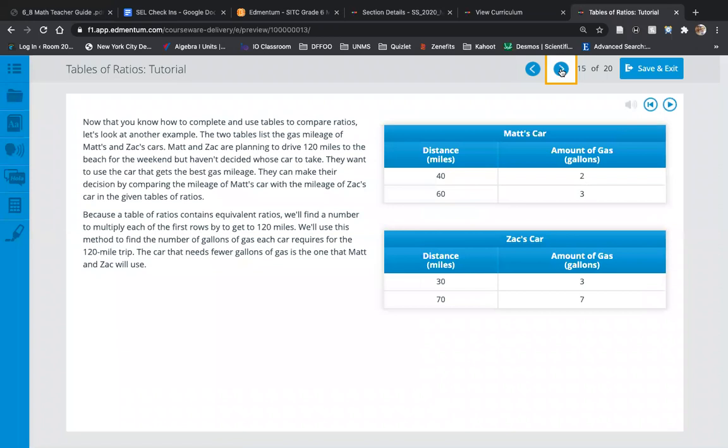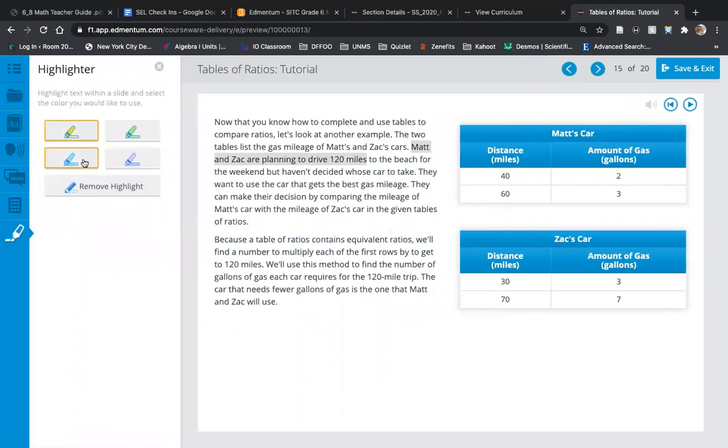We're looking at an example today about 2 people that have different cars and are driving different distances. It says that both Matt and Zach are planning to drive 120 miles, right? Again, this is important text, so we want to highlight it so that we can look back at it later and find it easier. They're going to the beach, it's 120 miles away, but they don't know which person's car to take. They can make their decision by comparing the mileage of Matt's car with the mileage of Zach's car in the given ratio tables below.